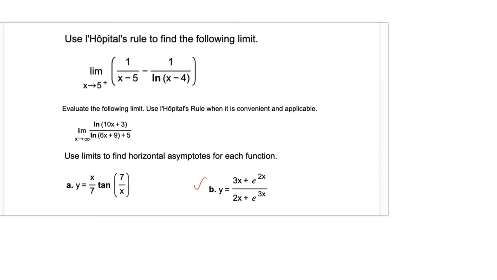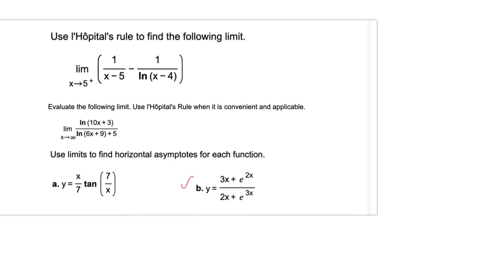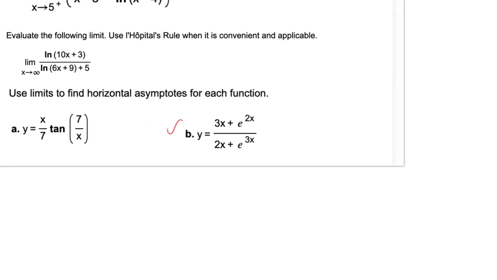Okay, so with this one, when you attempt to take the limit as x approaches infinity, we would have 3x plus e to the 2x over 2x plus e to the 3x. Now, this would become infinity plus infinity, which makes it infinity. This would become infinity plus another infinity, which makes it infinity. So you'd have infinity over infinity, which is a problem.